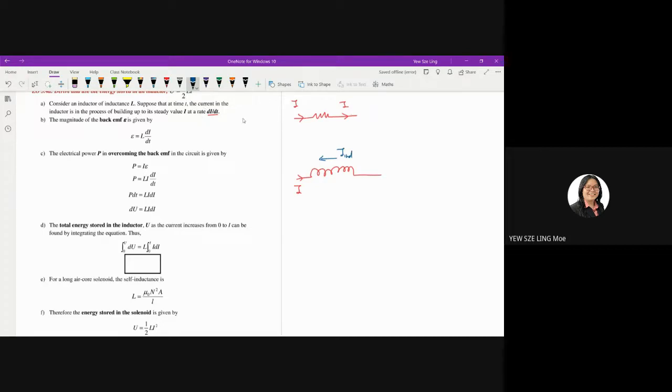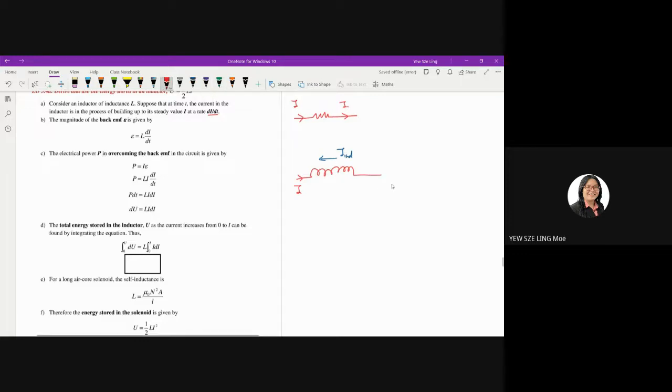Over a period of time, it's unlike a resistor. The moment you switch on the power supply, the I in every single component is the same. But when it comes to an inductor, it will take time. Initially you have I, and then I induced in the opposite direction.